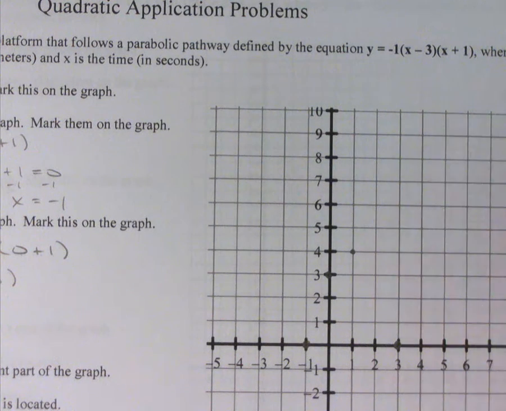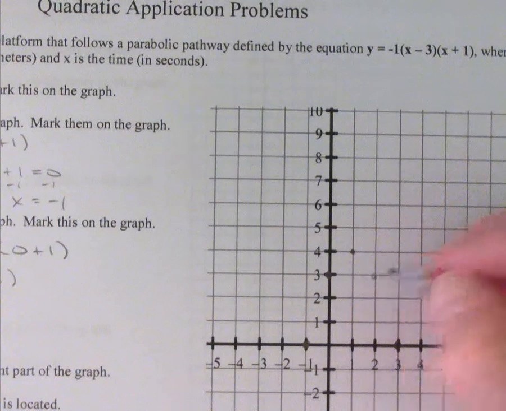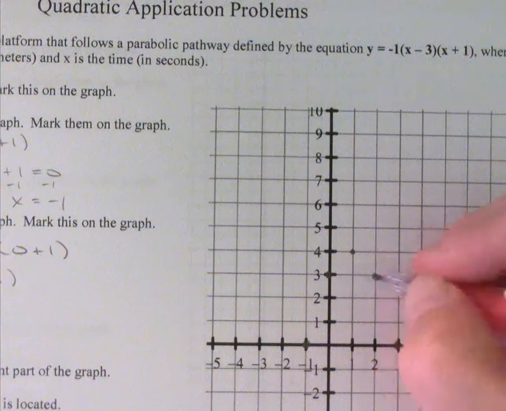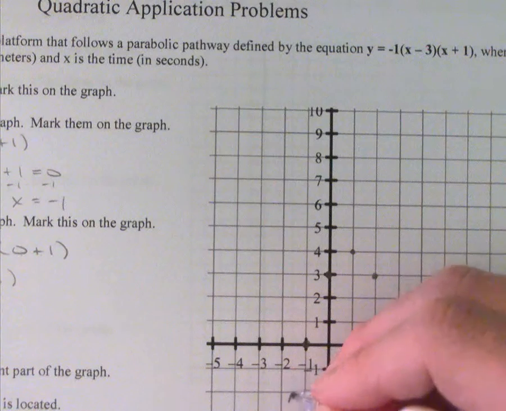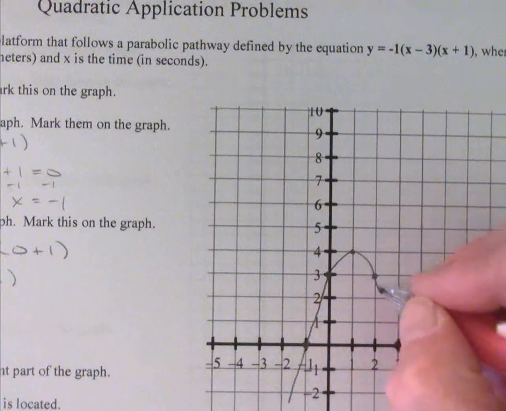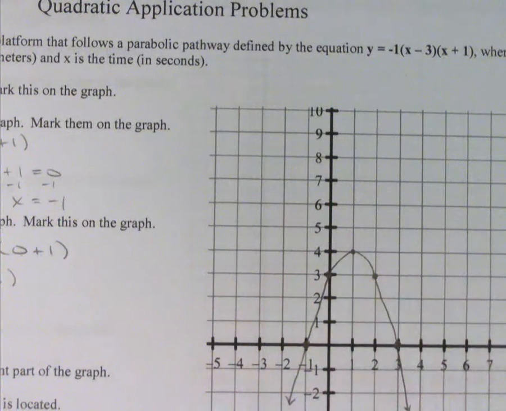So now it wants me to draw the curve. I have these points. I know there's another one right here because this is 1 and 1, and this point has to have a match. So it's going to go up, go through here, around, and down through here and down.